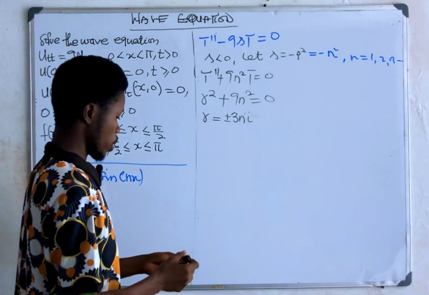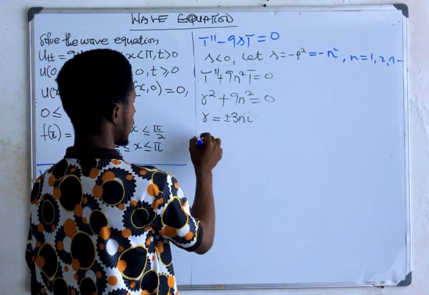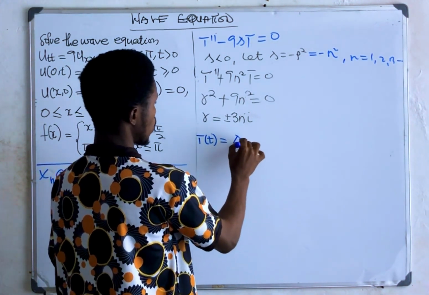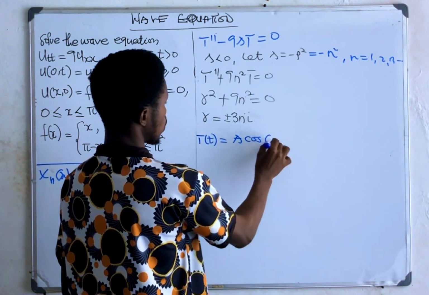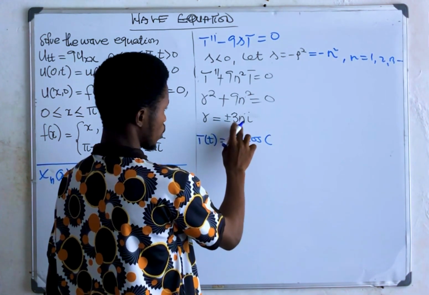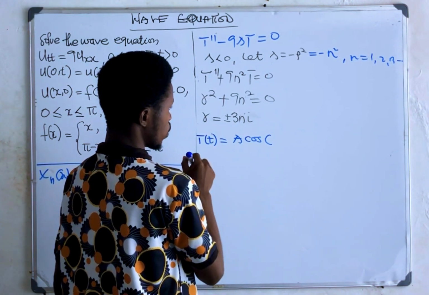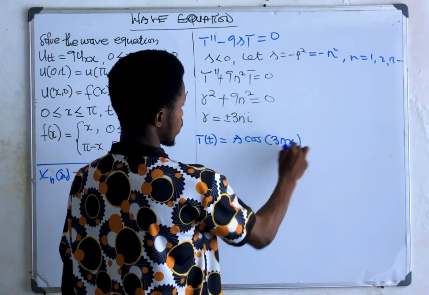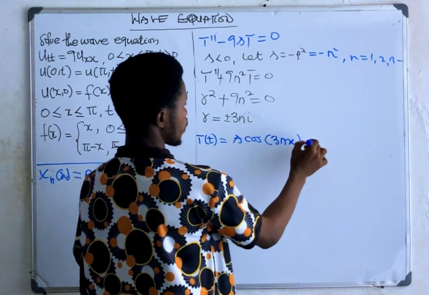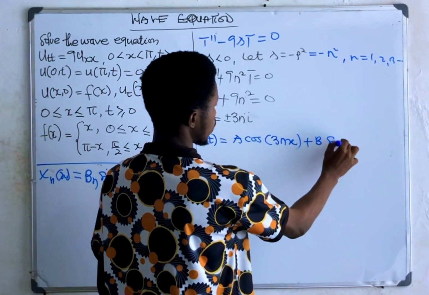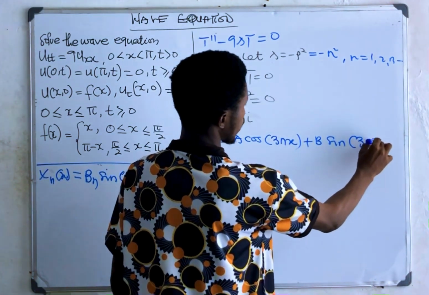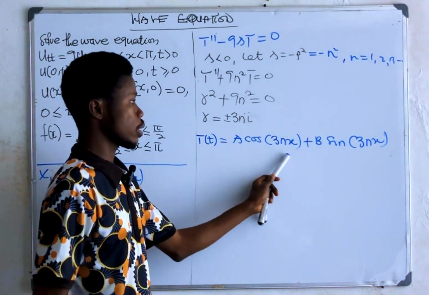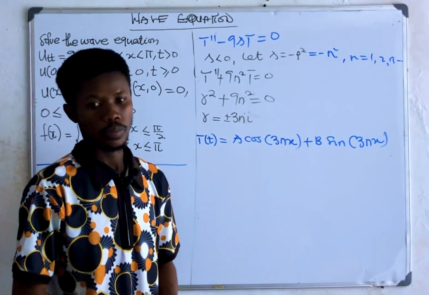This is complex. So let's write the solution for the complex. The solution for the complex, this is t in terms of t, is going to be a cos 3nx, plus b sine 3nx. So this is what you're going to get. You're going to have something like this. So if you have this, you are good to go. Is that okay?